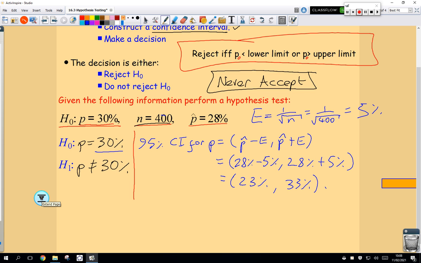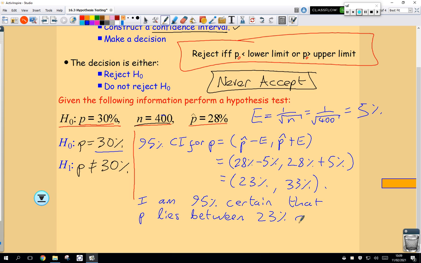So, what am I saying? Although it's not a great way to express it, it gives a nice sentence: I am 95% certain. Of course, you're either certain or you're not certain, but I'm saying I'm 95% certain that P, the true population proportion, lies between 23% and 33%.